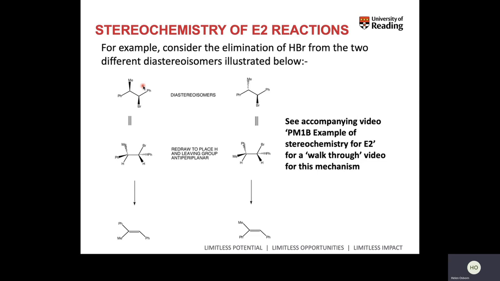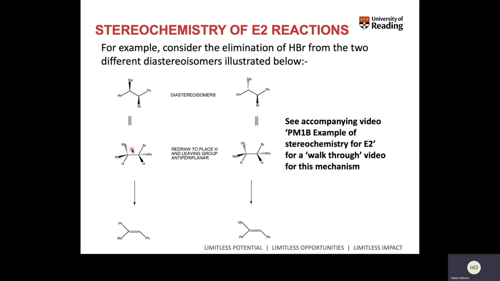What we need to do, though, is remember that in our E2 elimination, we want our hydrogen and our leaving group to be anti-periplanar. So they have to be in the same plane, but they have to be pointing away from each other. So this orientation, if you had a model and you had this molecule in front of you, you would see that if you rotated around that carbon-carbon bond to put the hydrogen at this position and the bromine anti-periplanar, you would end up with this.